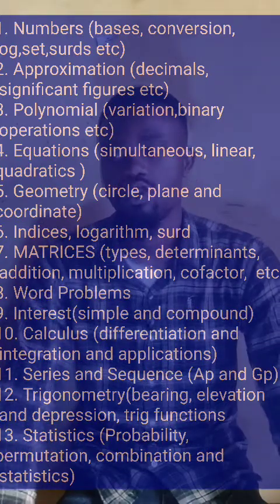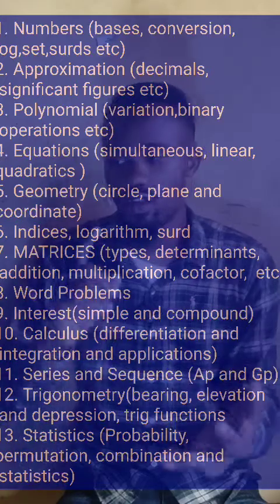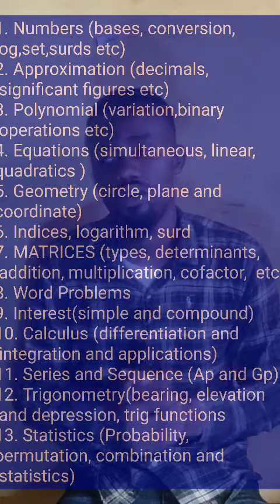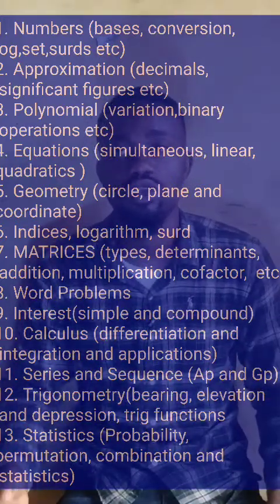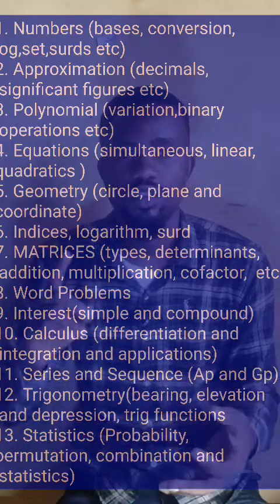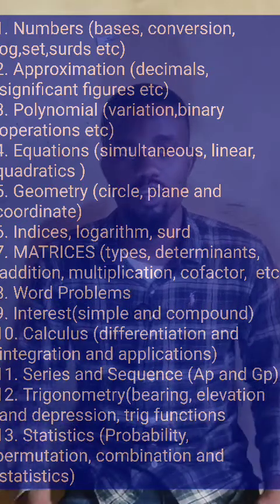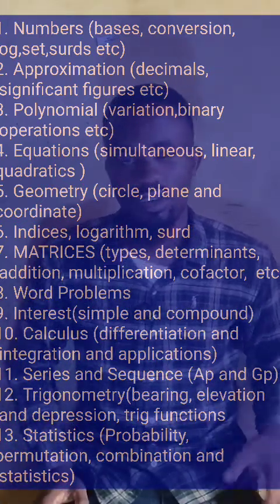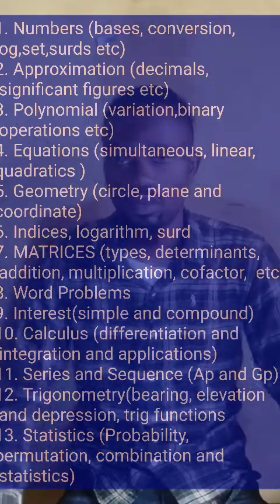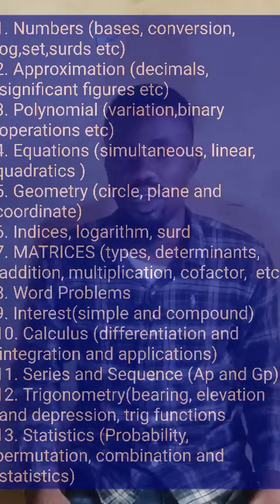Now another topic is indices. On indices, try to know indices, logs, and surds. Those topics are together, so know them very well. Another topic is matrices. On matrices, just know the types of matrices, how to find determinants, addition of matrices, multiplication of matrices, and other things on matrices too. Matrices at O level is restricted. If it is further mathematics, they can ask you on some advanced topics like using Cramer's rule and all of that. But now you won't be asked.